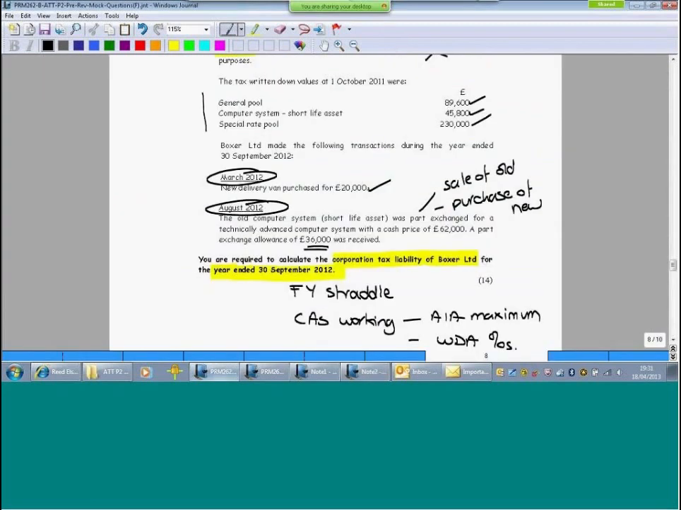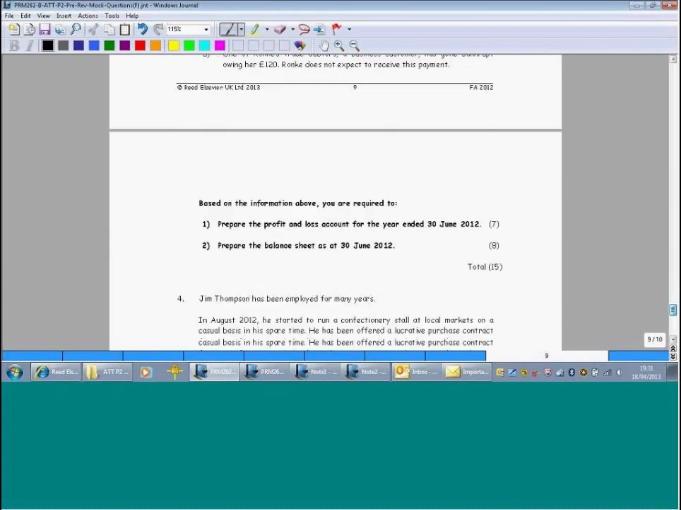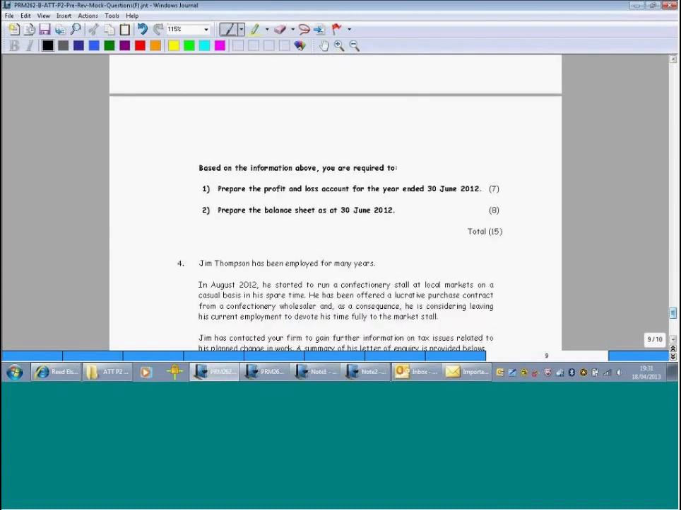To finish, just a couple of minutes I wanted to spend looking at the accounting question, more of an approach than anything else. Accounting is another area that students often feel a bit unhappy with. Here we've been given a requirement to calculate a profit and loss account for a year to June 2012 and a balance sheet as at the 30th of June 2012.